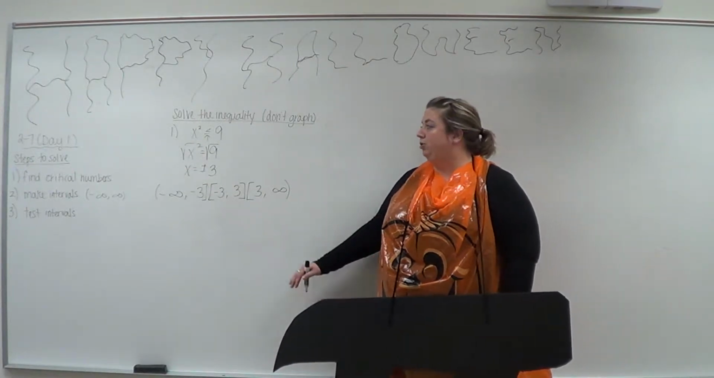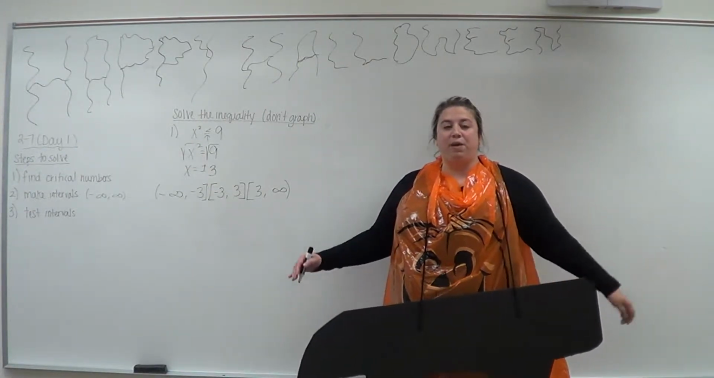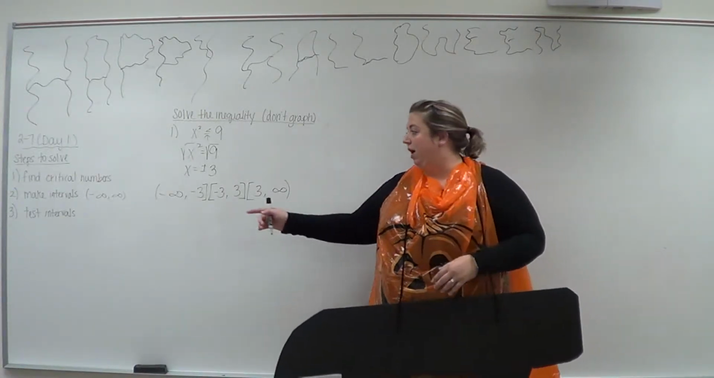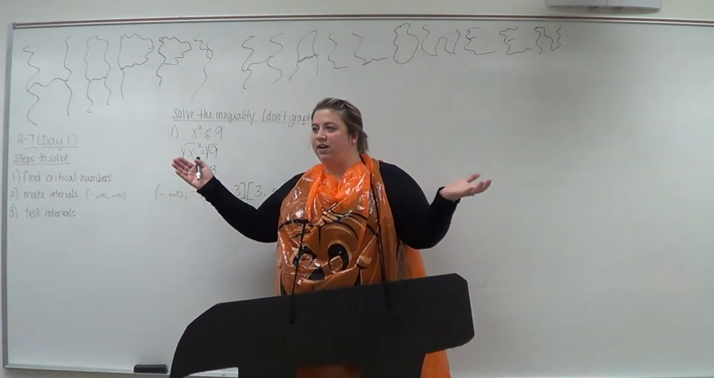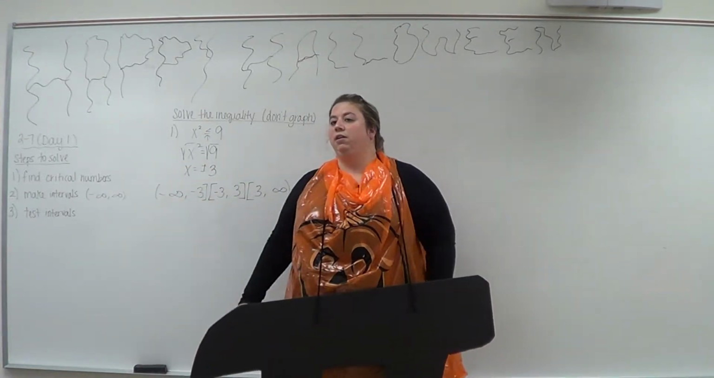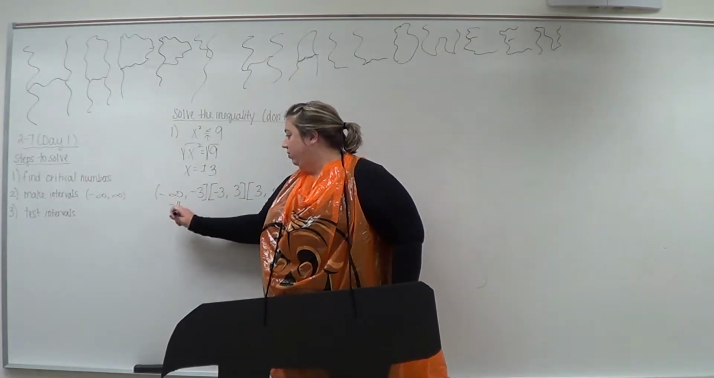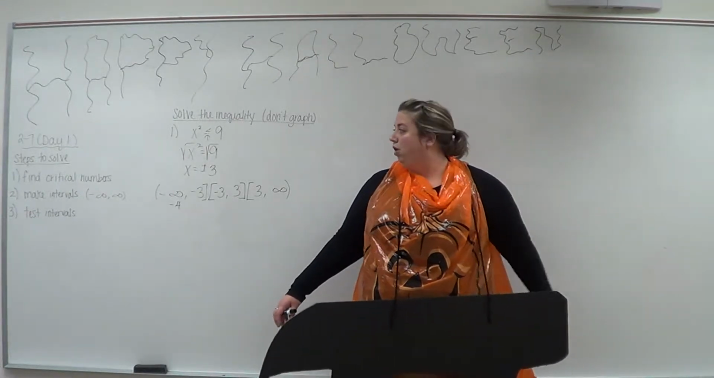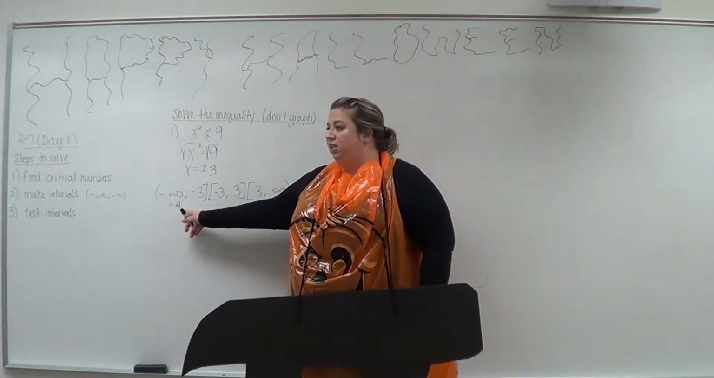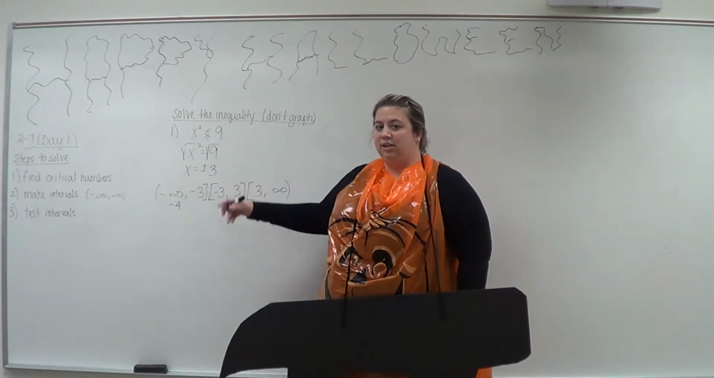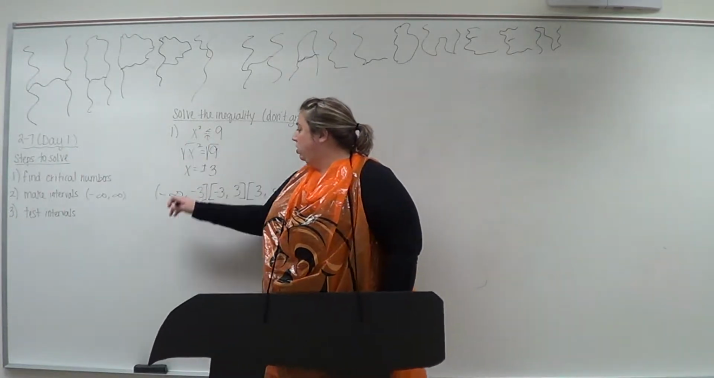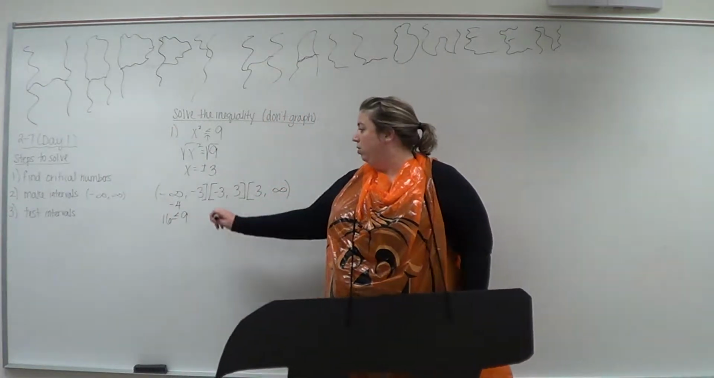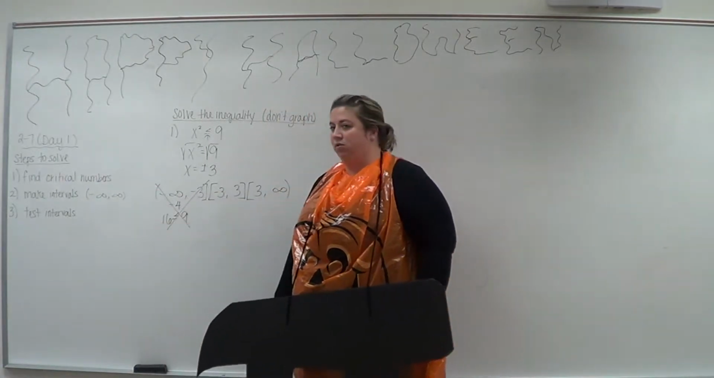Step 3 is you test to see which ones work. You have to pick a number that fits inside there. Don't pick the boundary numbers. So I need a number between negative infinity and negative 3, a number less than negative 3. Negative 4 or negative 5 would work, either one. You could pick negative 100 if you wanted to. You plug this into the original problem and see if it's true. Negative 4 squared is 16. Is 16 less than or equal to 9? No. So this interval does not work.